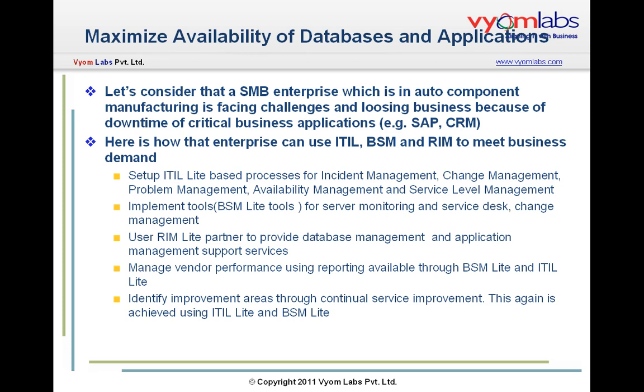Here is how the enterprise should address it. They set up ITIL based processes for incident, change, problem management, availability management, and service level management. So that should be their priorities. And then they should implement the BSM Lite tools for server monitoring, and they should put in service desk and change management applications. Then they should have a RIM partner, because it may be that the in-house strength is not sufficient for managing these applications.